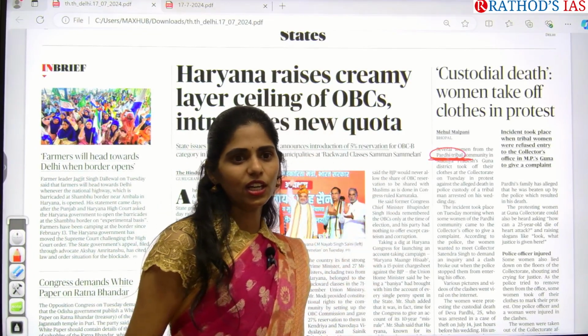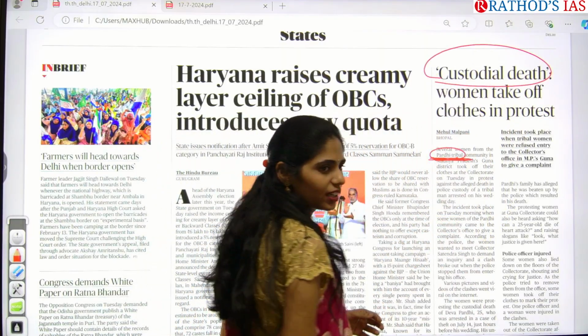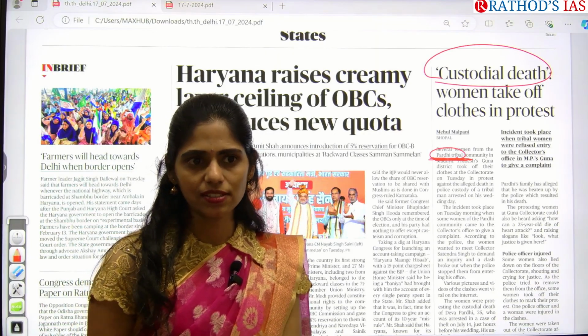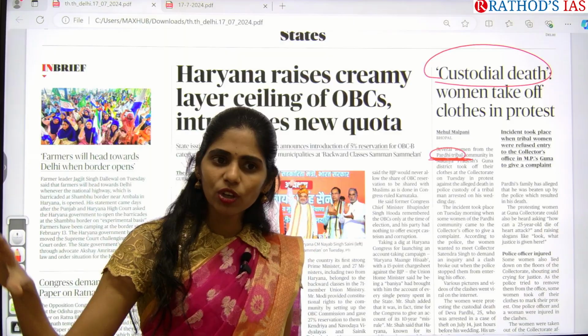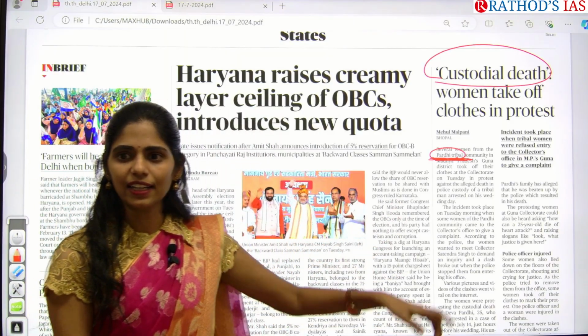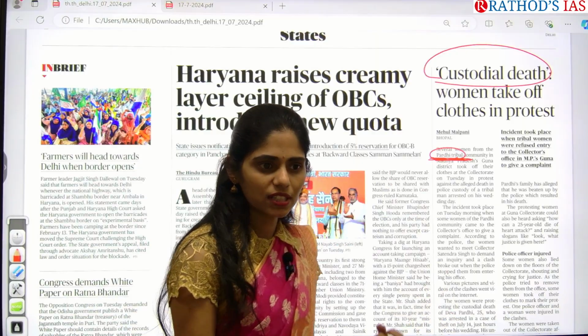So in this way you can get a question, or else you have to know what this custodial death is. Custodial death means whenever any person who has been arrested and kept in custody, either directly or indirectly, because of the actions going on in the jail, dies. If it causes the death, then that is called a custodial death. And you have to see what laws are present regarding custodial death.